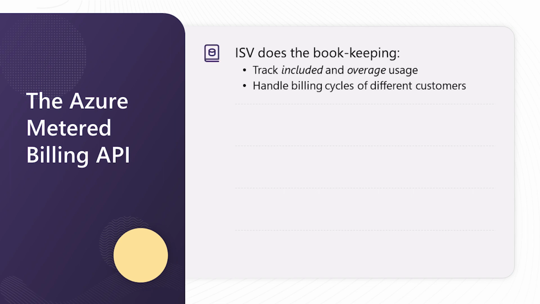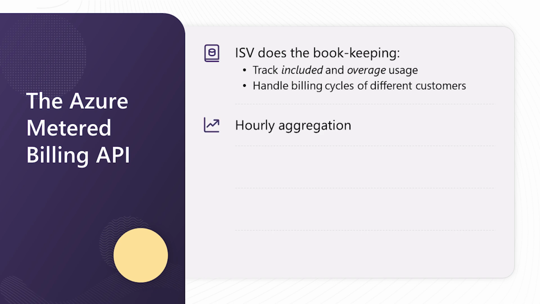Your solution must track whether usage falls into the included quantities, so that the usage must not be reported to Microsoft, or whether it is overage that has to be reported. Your solution also needs to track the billing cycles for different customers, because their included quantities must be replenished when the individual billing cycles renew.